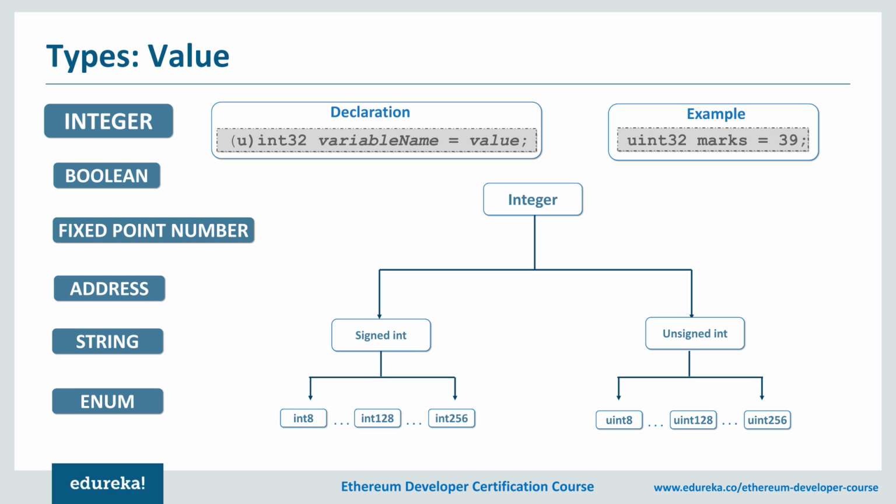And this is also followed for uint, which stands for unsigned integers. Now the declaration of an integer value can be done with the int keyword or the uint keyword. It's followed by the variable name and then a value. For example, we define a uint called marks and we assign it the value 39 in this manner out here.